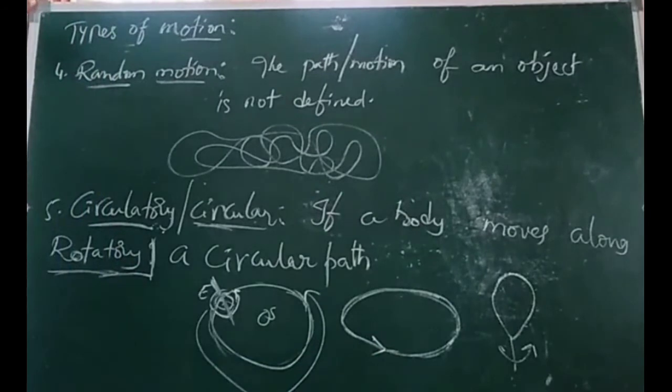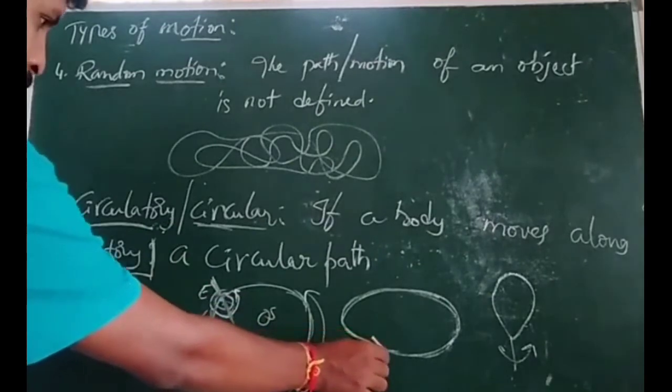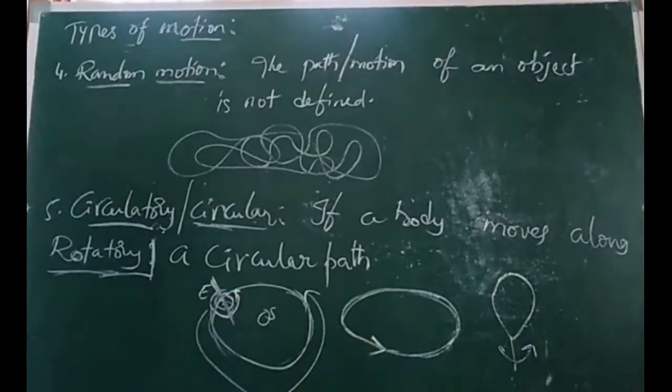According to the definition of translatory motion, if all the parts of a body move along a path, that is nothing but translatory motion. So instead of circulatory motion, we use translatory motion. Of course, it is translatory motion because the parts of the body move along the path.